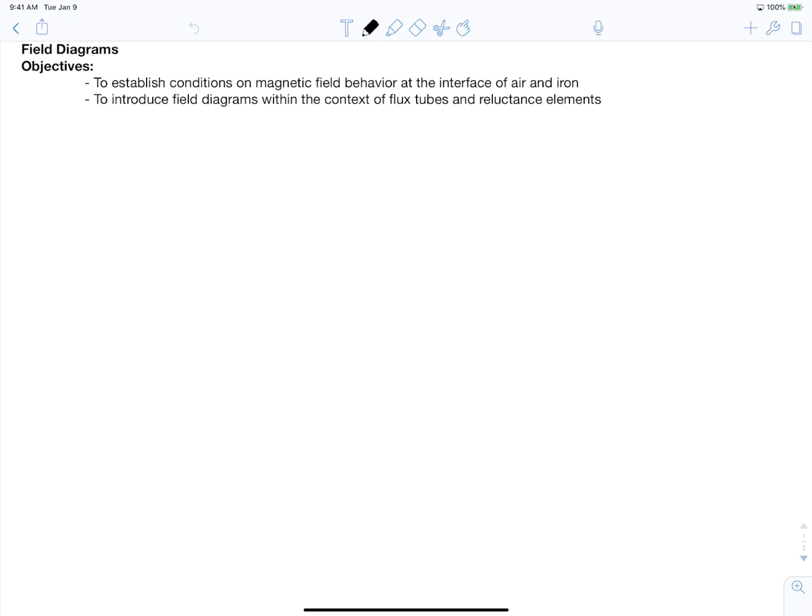The objective of this video is to establish conditions on magnetic field behavior at the interface of air and iron, or in other words, low permeability and high permeability regions. And the second objective is to introduce field diagrams within the context of flux tubes and reluctance elements.